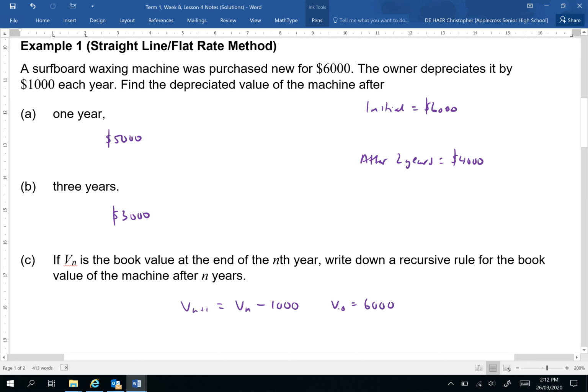Now it's going to be V0 here because V1 would be the book value of the machine at the end of the first year. So in most finance applications, it's going to be V0, especially if we have the idea of an initial value or starting value.